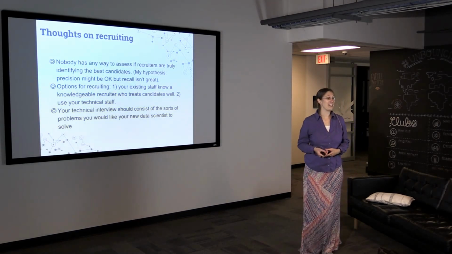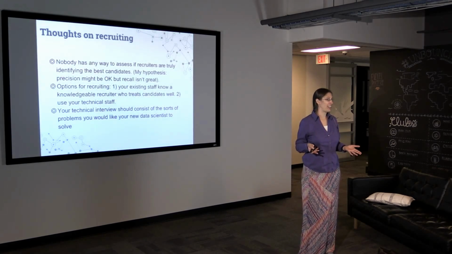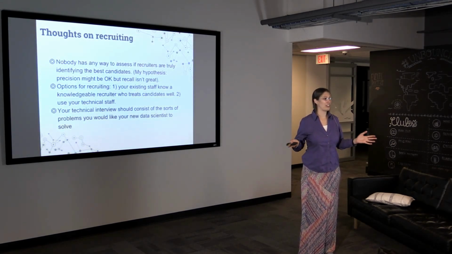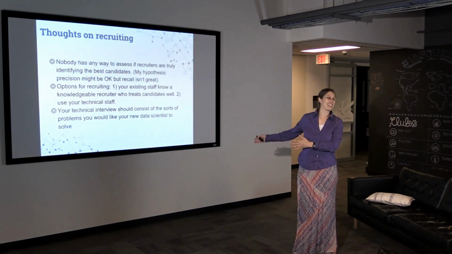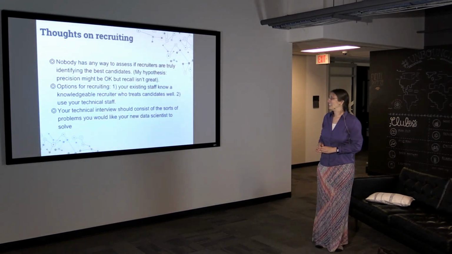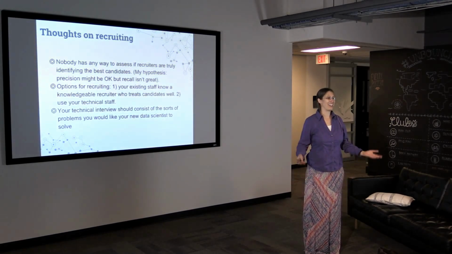My hypothesis is that recruiters might have okay precision, so they usually find some decent candidates, but their recall is totally shitty. So they find like 5 decent candidates, but then they miss like 20 other awesome candidates. This is a hard problem. I don't really know what to do about it. I wish there didn't have to be recruiters in the world, but obviously that's just not going to happen.